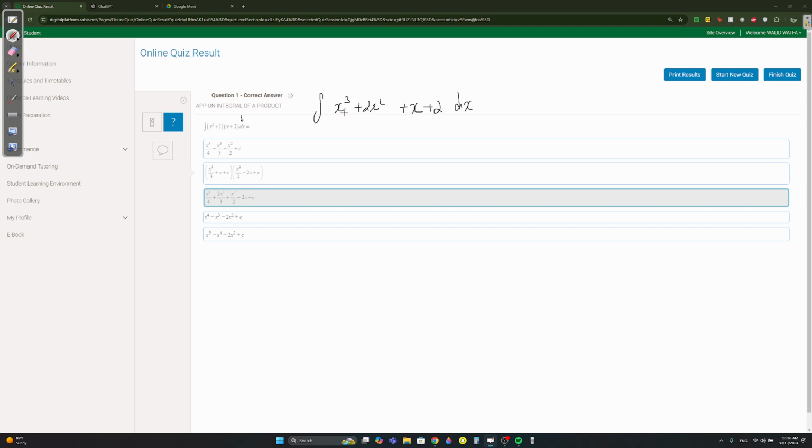Can I integrate this now? Yes, of course I can. X cubed becomes what? X to the power of 4 divided by the new power, 4. 2x squared becomes what? You put the 2 to the side, right? Always put the coefficient on the side. X squared becomes x cubed over 3. Plus x, what does it become? Increase the power by 1. It becomes x squared, divided by the new power, 2. And 2, when it's a constant number, you just add x. And what do we always add at the end? C. This is your answer.